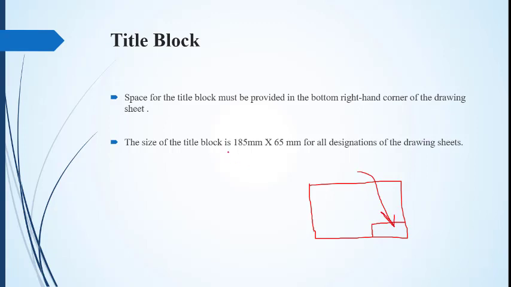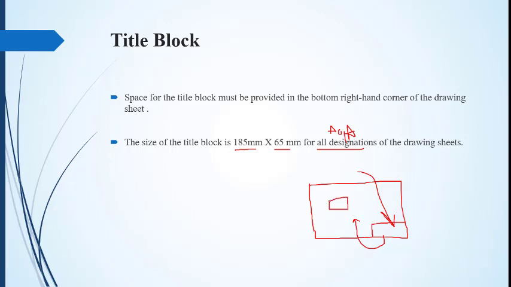The size of the title block is 185 millimeter into 65 millimeter for all designations of the drawing sheets. For all designations, that means A0, A1, A2, A3, A4, A5, etc., the same title block dimensions are used. So the title block is provided for the purpose of defining and giving the information in the drawing sheet.